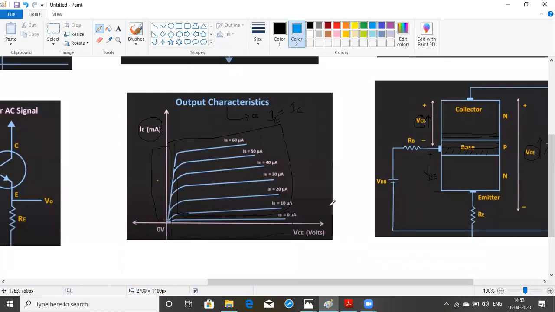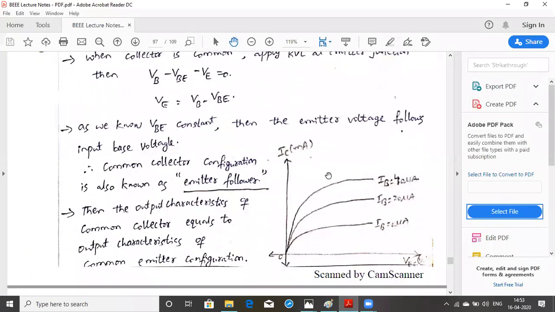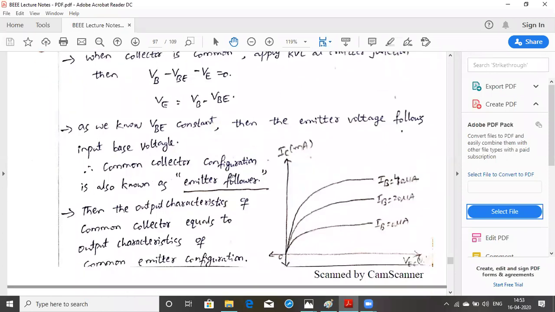Cutoff region. Okay. So I have already told you why it is not maintained as a constant in the previous configuration itself. Whenever you are increasing the VCE, the base width is going to change, and the emitter current will also increase. Madam, if emitter current increases, collector current is also going to increase. So these are the input and output characteristics of a common collector configuration. This common collector configuration is also called an emitter follower.